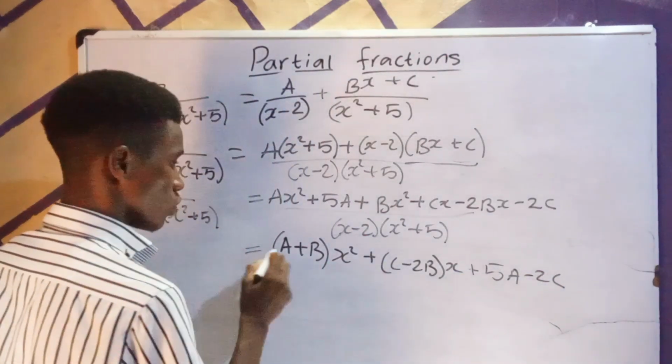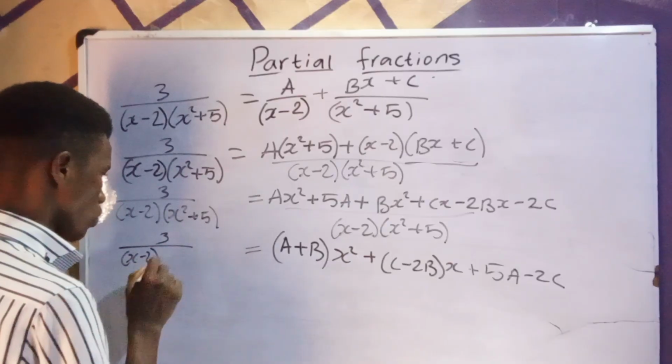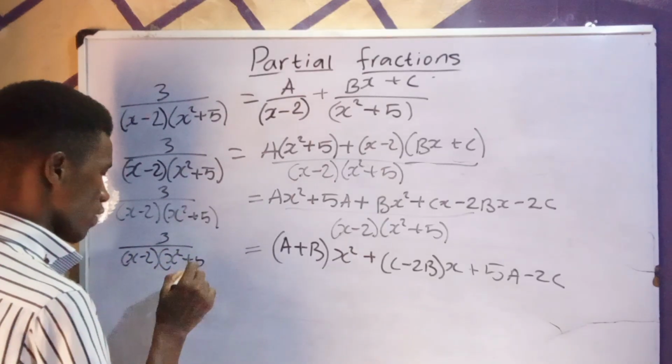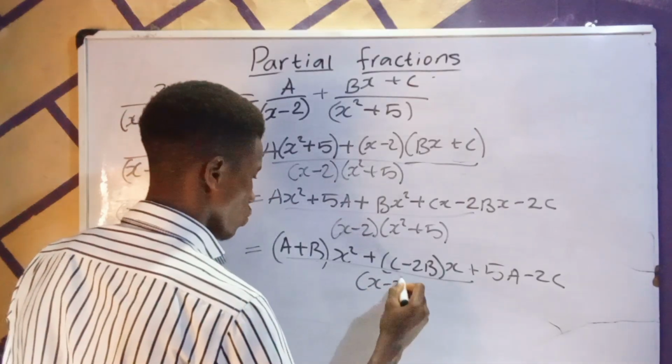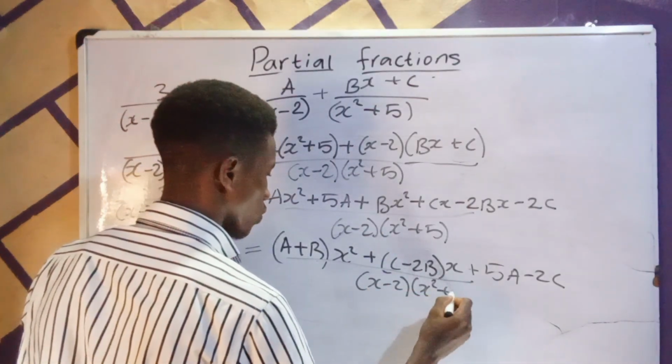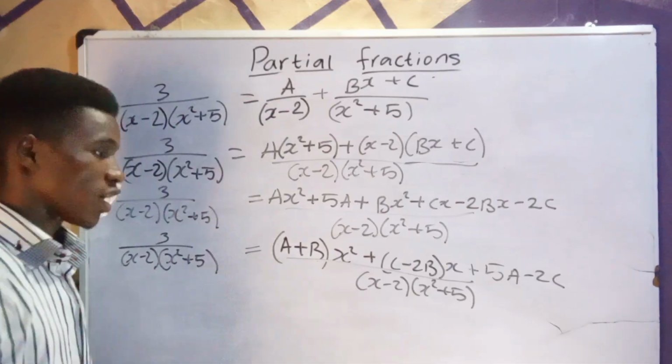So this is equal to 3 over x minus 2 x squared plus 5 over x minus 2 x squared plus 5. Now we are about to compare coefficients. I know you may be confused. How do we compare coefficients?